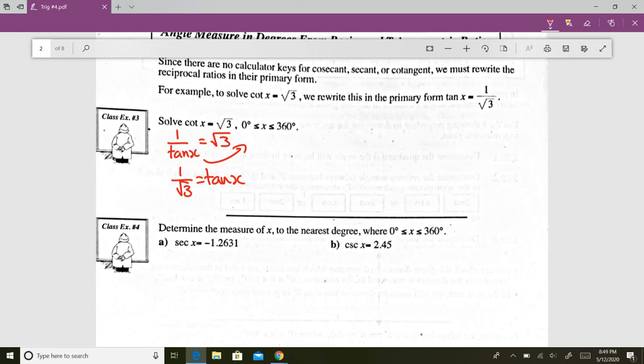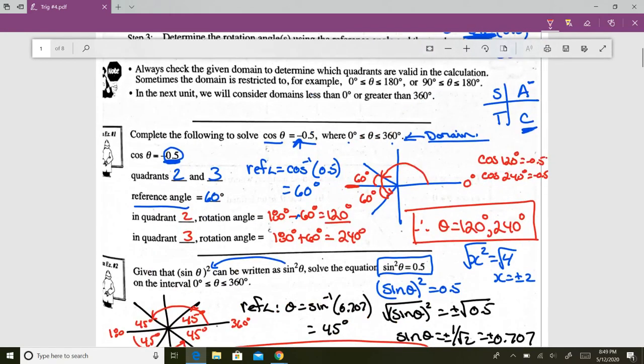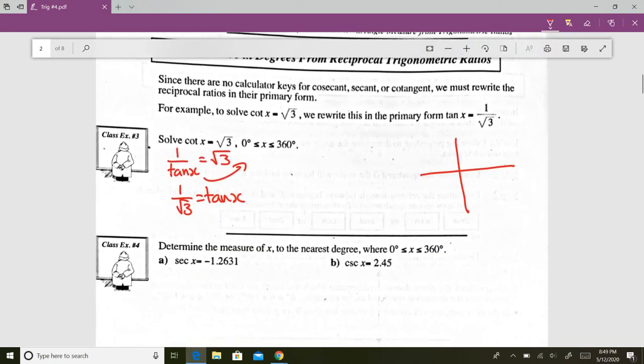Okay, so draw our quadrants. Where is tan positive? Add sugar to coffee. So everything's positive in the first quadrant, and tan is positive in the third quadrant. So that means we just draw a line in the first quadrant and the third quadrant.